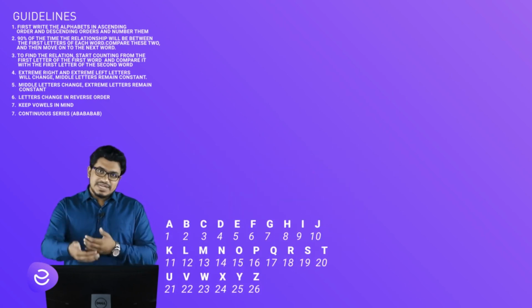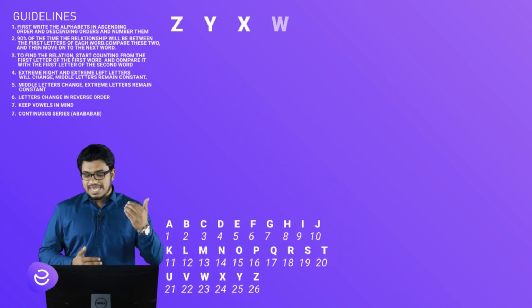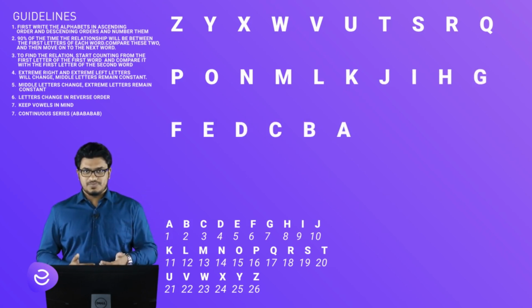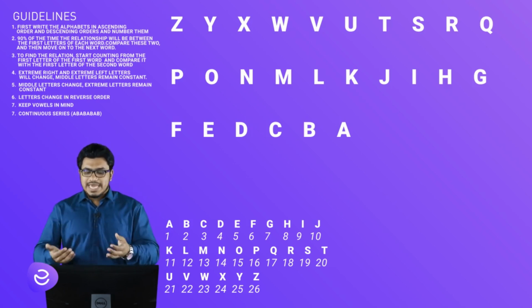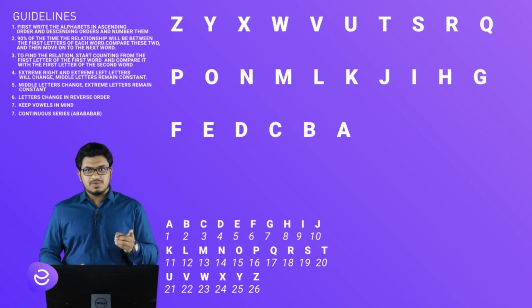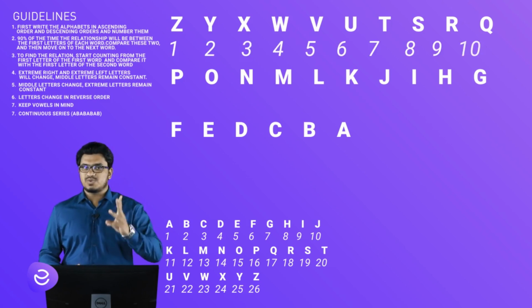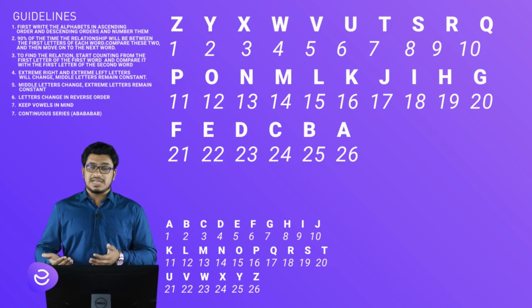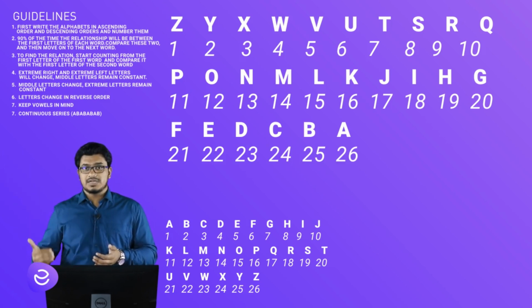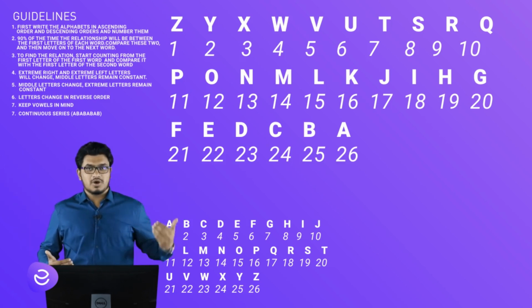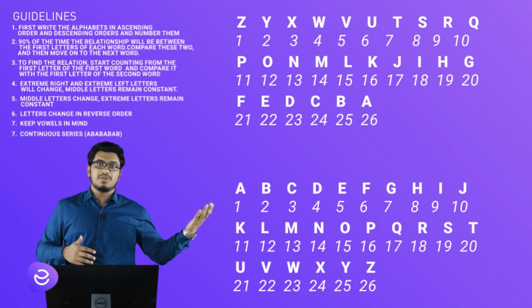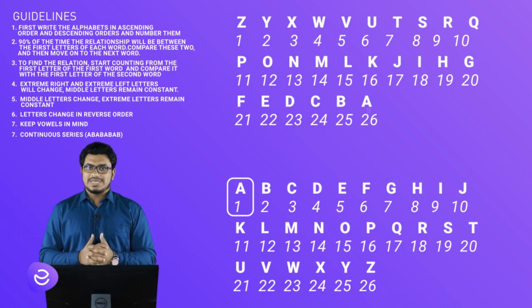Similarly, write them in descending order also. Start from Z, Y, X, W, V, U, T, S, and then start numbering them also. So, in the first case, A will be 1, B will be 2, C will be 3. In the second case, Z will be 1, Y will be 2, X will be 3, and so on. So, write the alphabetic letters from the start, write the alphabetic letters from the bottom, and then number them equally. In the first case, A will be 1, in the second case, A will be 26.